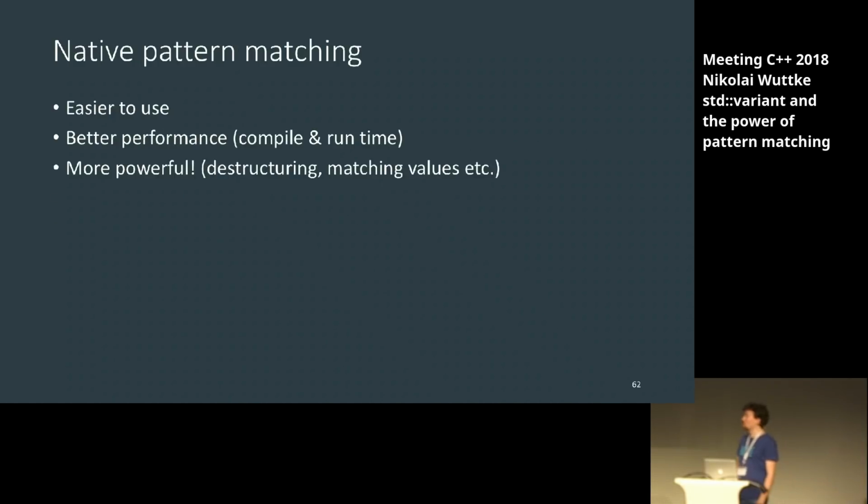Yeah, and so the hope would be that if these become native language features, this becomes much easier. You would get better error messages, better performance, compile time, runtime. And you would have all these more powerful features like destructuring and matching values and all this kind of stuff. So I'm hopeful it makes it to, well, probably not C++20, but maybe 23, we'll see.